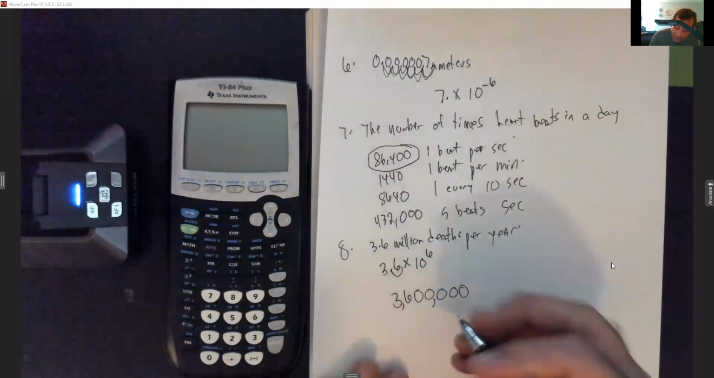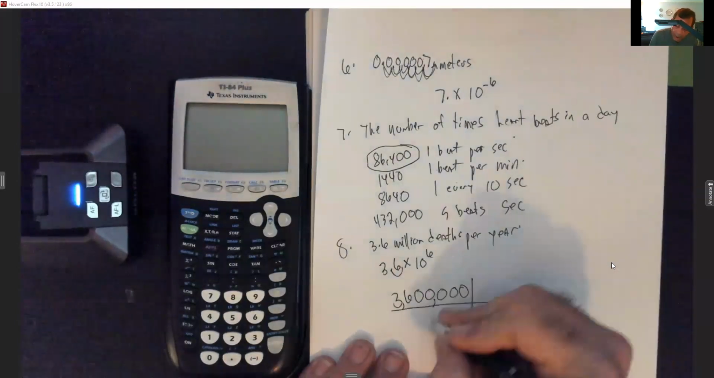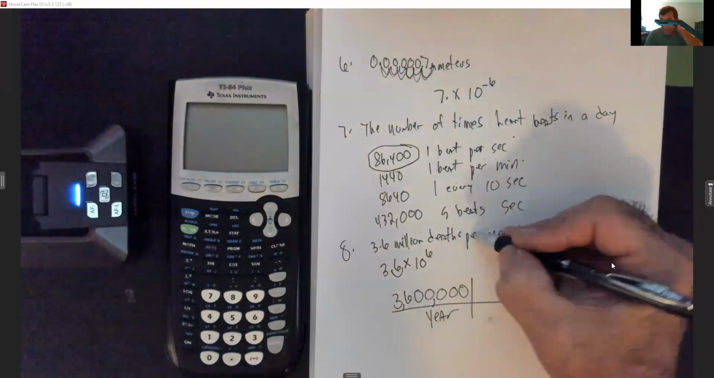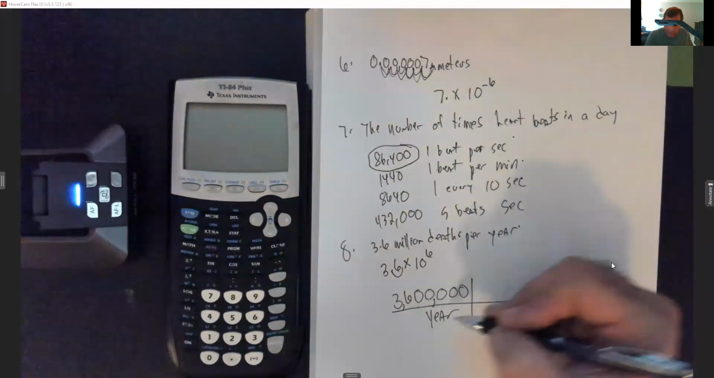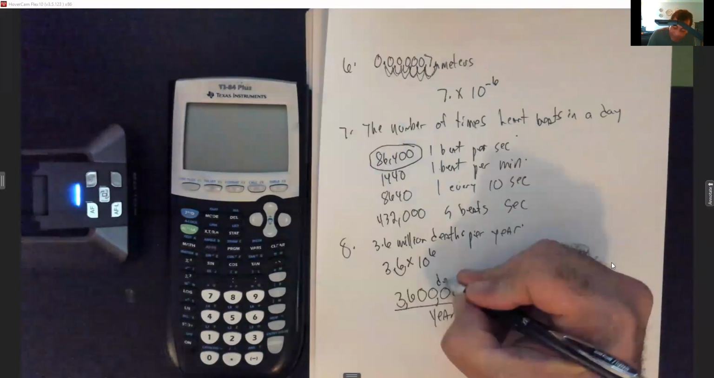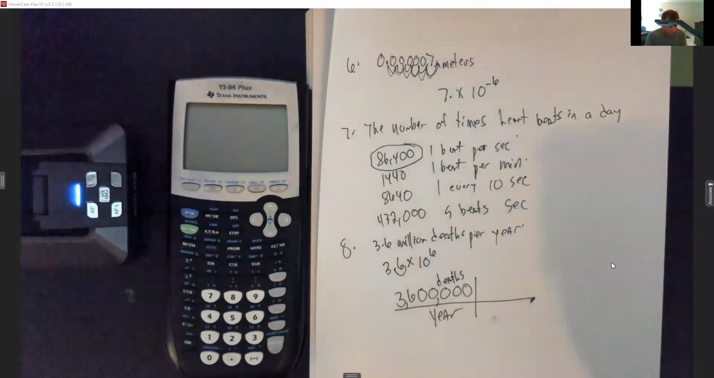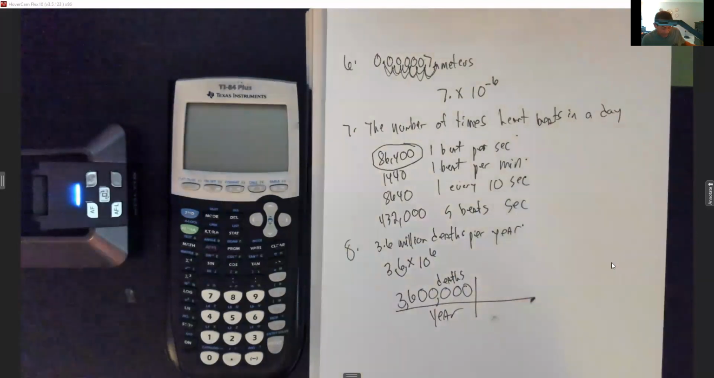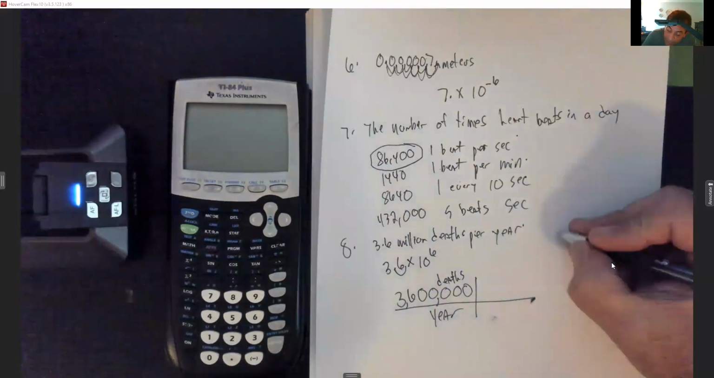So that's deaths per year. Remember, per means divide, so the year has to be on top. And this is the number of deaths, okay? So deaths per year. We're converting that to, what did I say? Deaths per minute.